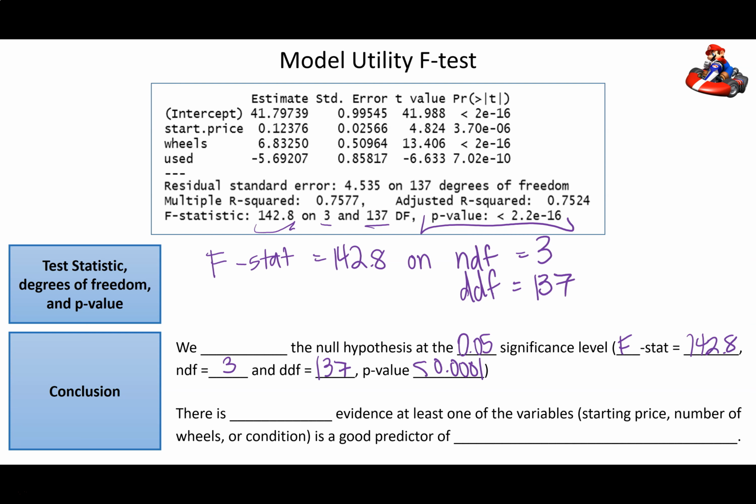So now I'm going to decide. I have a p-value that's really tiny, much smaller than our significance level, so I'm going to reject the null hypothesis. Remember, the null hypothesis said none of those explanatory variables, starting price, number of wheels, or the used or new condition, are useful. If I reject that, I'm saying at least one of those is useful. So there is very strong evidence, or convincing, that's fine as well, at least one of the variables is a good predictor of our response, selling price.